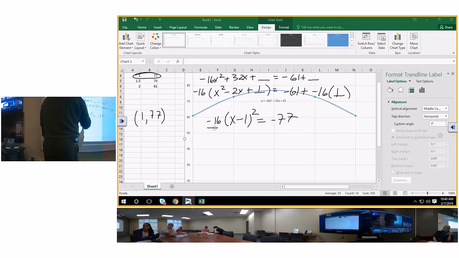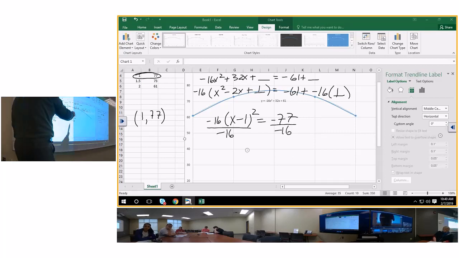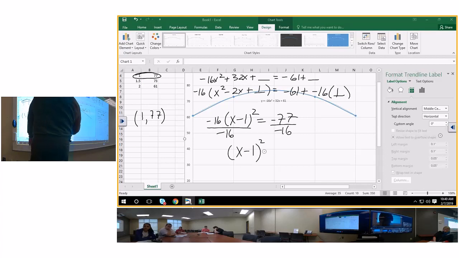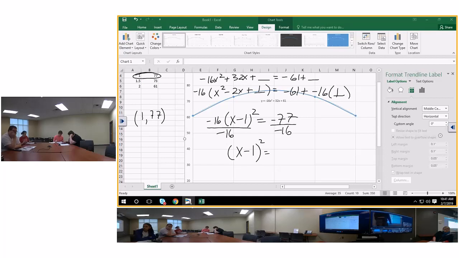Negative 16, negative 16, somebody do this for me. (x minus 1) quantity squared is equal to, what's 77 divided by 16? It's not real. Whoa, 4.81. Not real bad.